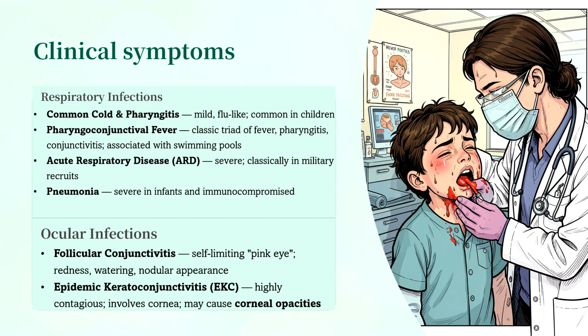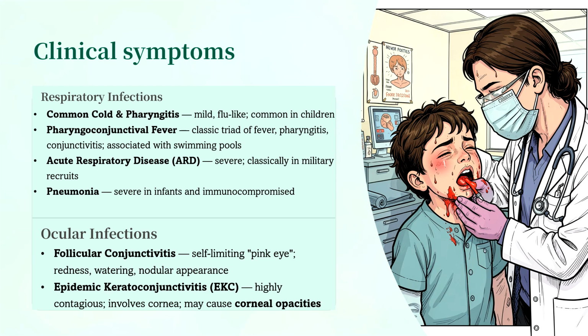The syndrome frequently occurs in outbreaks among school children, summer camps, and swimming pools because the adenoviruses remain infectious in inadequately chlorinated water. The clinical presentations are high fever, severe sore throat, red watery eyes, swollen eyelids, and enlarged lymph nodes.